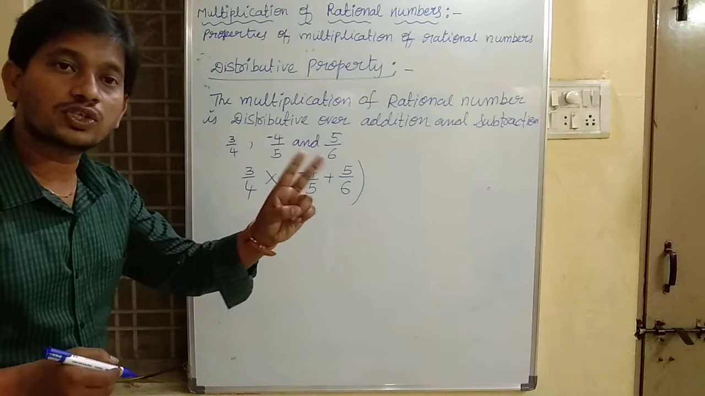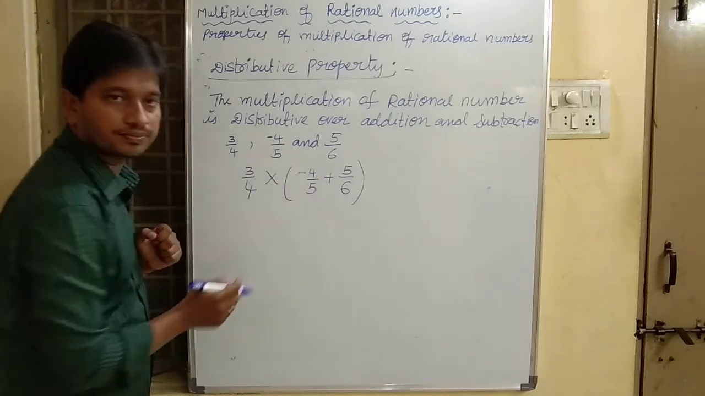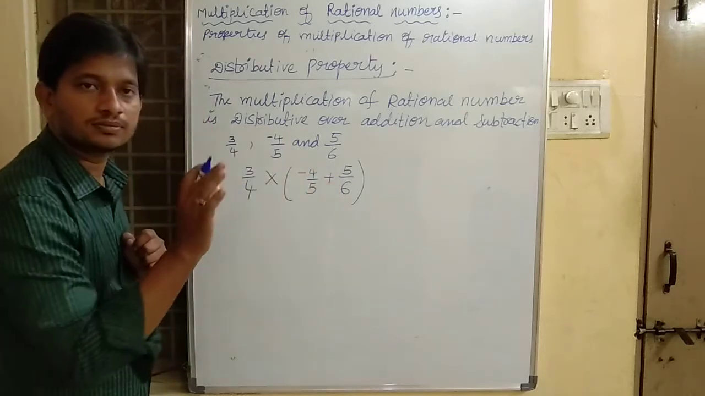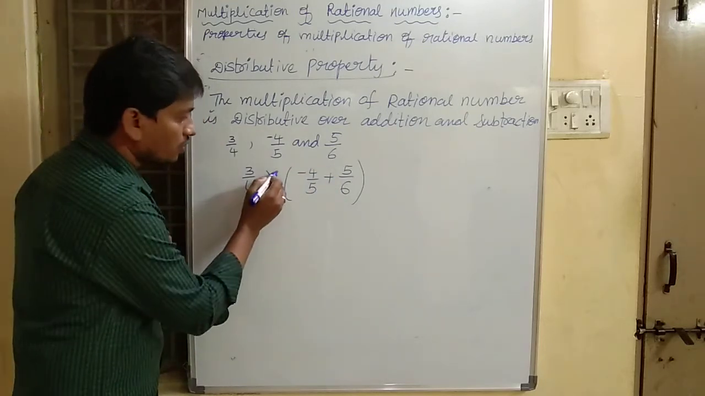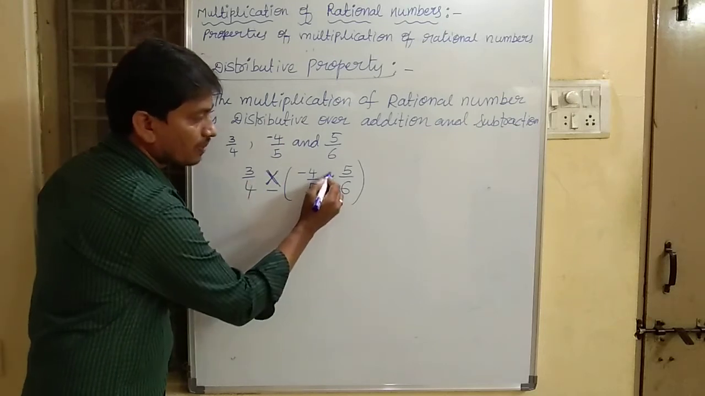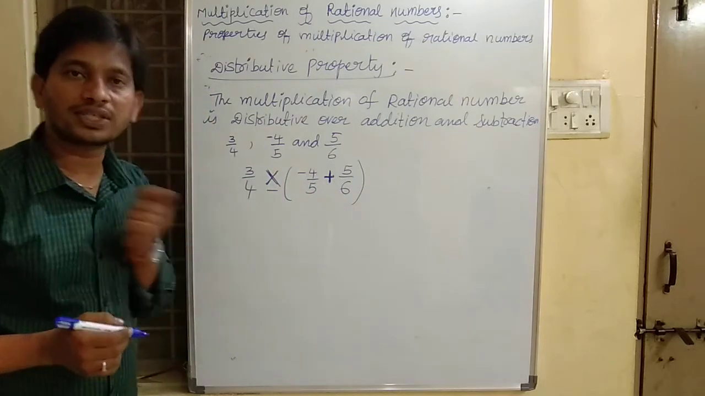In the case of associative property, in both cases we have used only one operation. Here it is multiplication, and here also we use multiplication. But in distributive property we are using two operations, students. You see, here it is multiplication, here it is plus. We are using two operations.